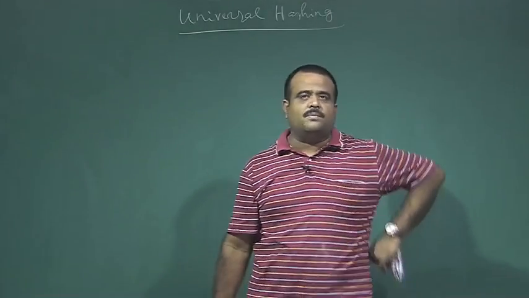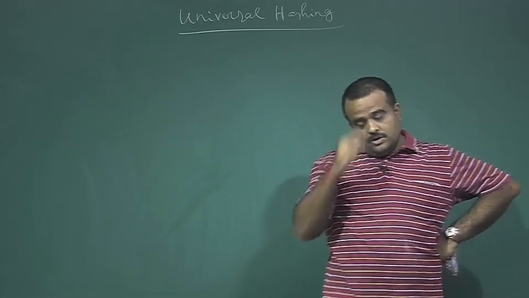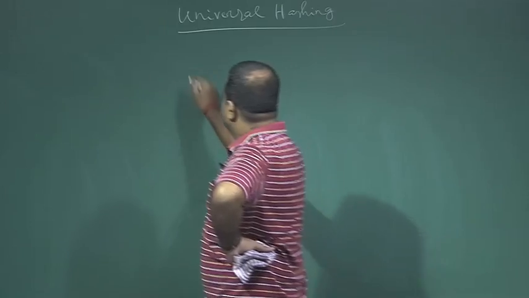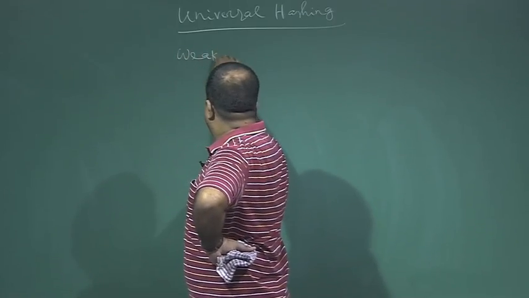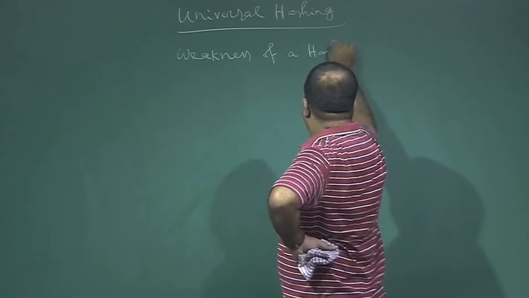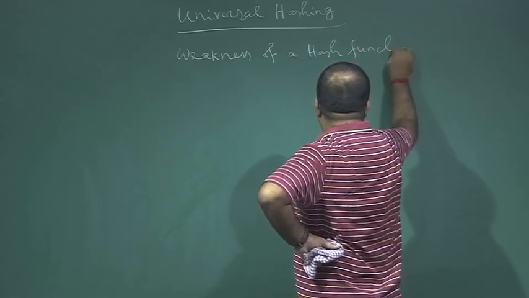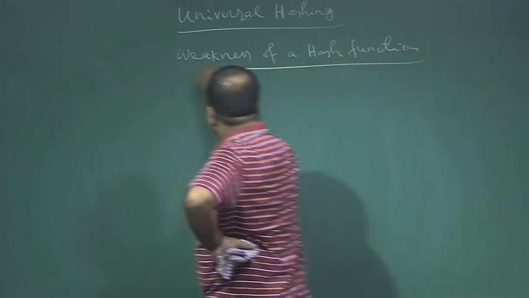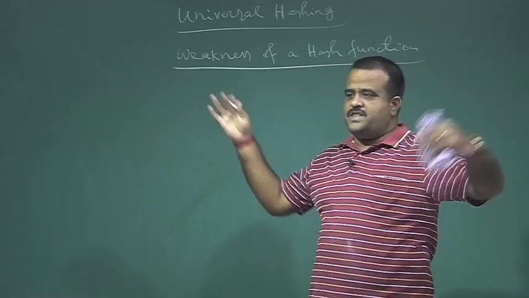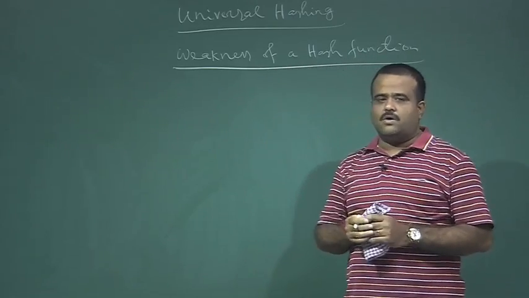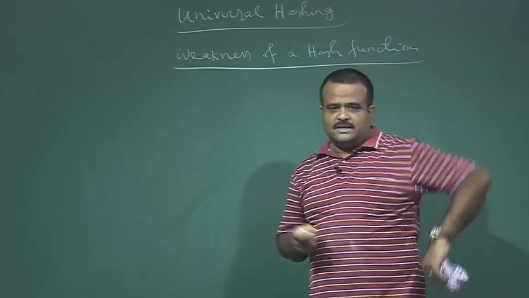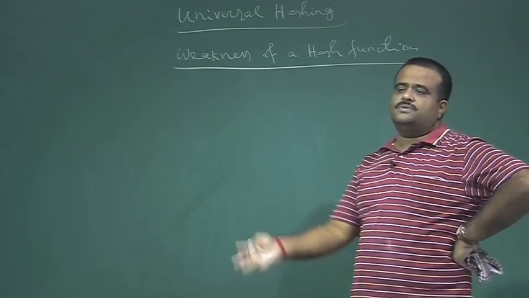Okay, so we will talk about universal hashing. This is coming from the question: what is the weakness of a hash function? This is a fundamental weakness of a hash function. A hash function is a function from any bit input to a fixed bit output, so the domain size is very much bigger than the codomain size. So there has to be collision.